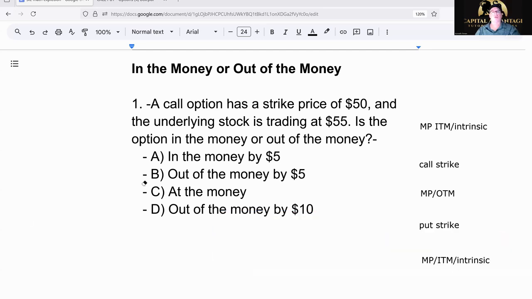So a call option has a strike price of 50 and the stock is trading at 55. Does that work into this or not? Let's find out. A strike price of 50, it's above it. So look over here. That's above, so it's in the money. How much? By 5. Boom. Remember, premium has nothing to do with in the money, out of the money. It's literally whether it's above or below the call.